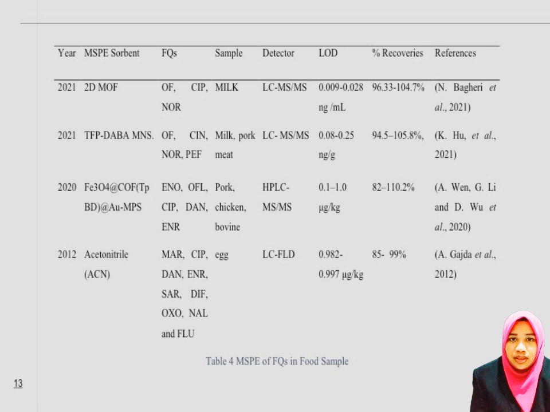Chile and Dyia et al. had developed a sulfonate functionalized covalent organic framework-based magnetic sorbent for determination of fluoroquinolones in pork, chicken, and bovine. For fluoroquinolones analysis, the new MSPE approach in conjunction with HPLC-MS achieved low limits of detection, which is 0.1 to 1 gram per kilogram when used in the most favorable conditions. Furthermore, the disclosed approach was successfully employed to remove fluoroquinolones from contaminated food, which is pork, chicken, and bovine, with recoveries around 82 to 110%.